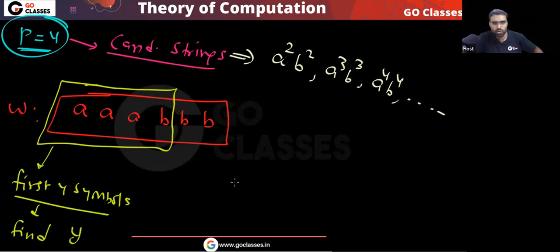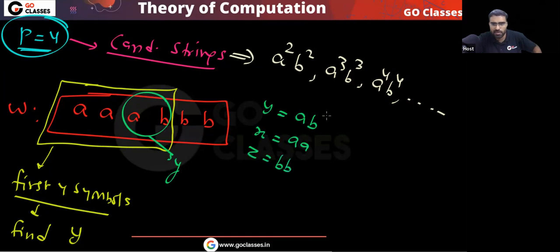So tell me, is there any y which you can take, repeat, and the result will belong to L? Which y can you take? Some students are saying y equal to AB. Let's check. Will this y work? Let's assume this is the y. Then what is x? X is AA. What is z? Z is BB. Now if I repeat this y 2 times, what will I get?